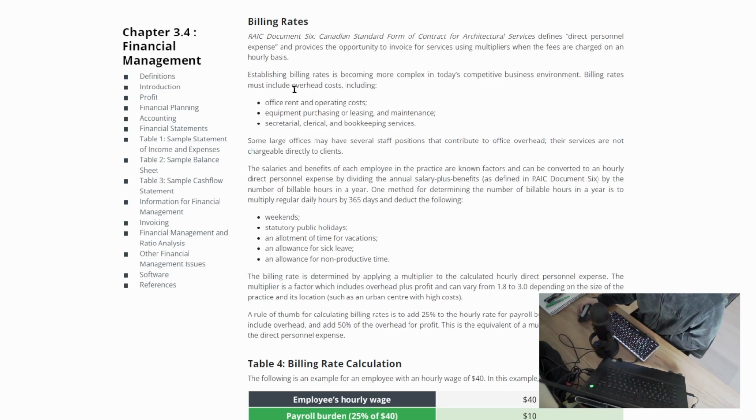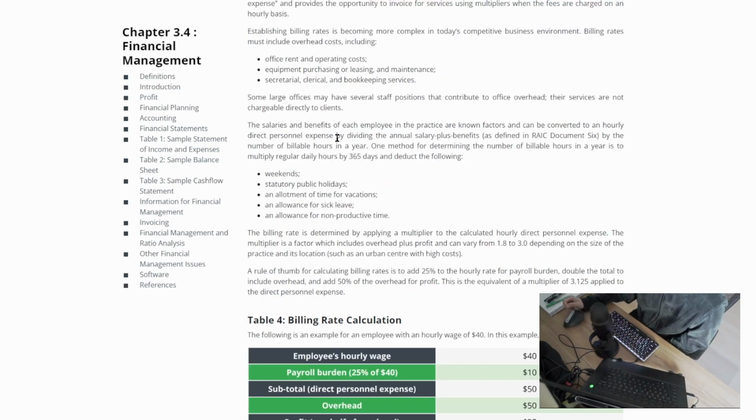Billing rates must include overhead costs, including office rent and operating costs, equipment purchasing or leasing and maintenance, secretarial, clerical, and bookkeeping services. Some large offices may have several staff positions that contribute to office overhead. Their services are not chargeable directly to clients.